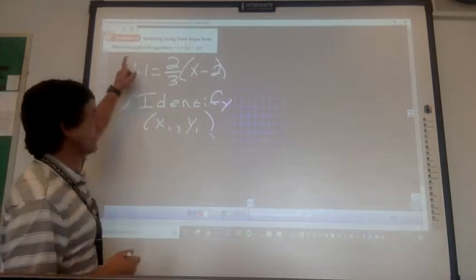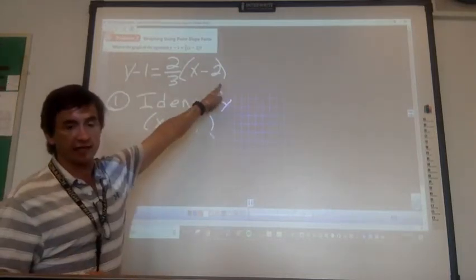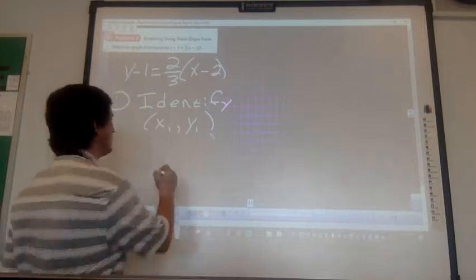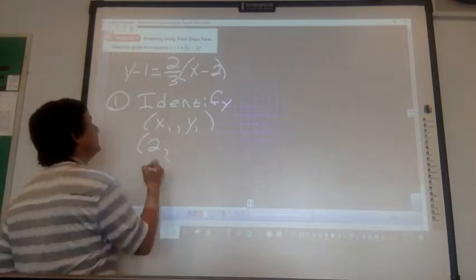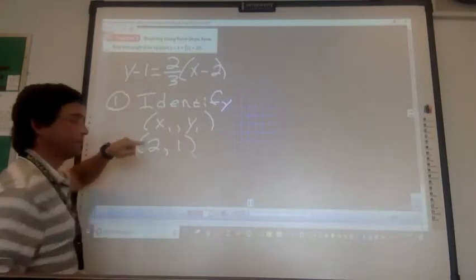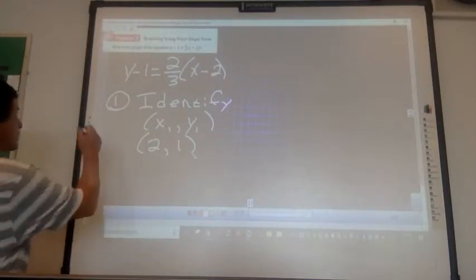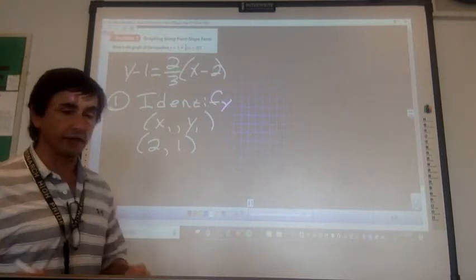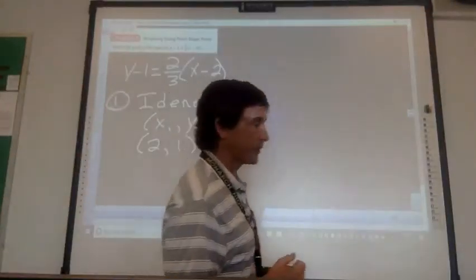Okay, so in this problem, remember the x is at the end. Opposite of -2, positive 2. Opposite of -1, positive 1. Okay, now I'm going to make a coordinate plane. Again, if you don't have graph paper, buy some graph paper.